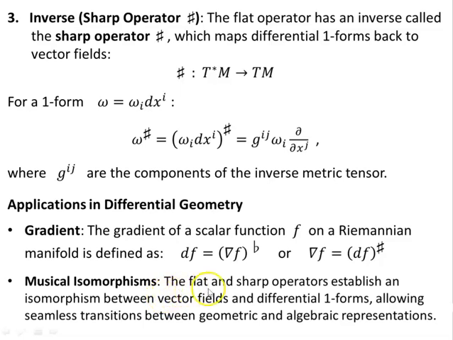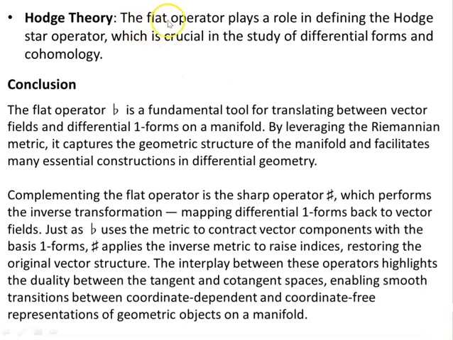Musical isomorphisms, the flat and sharp operators establish an isomorphism between vector fields and differential one forms, allowing seamless transitions between geometric and algebraic representations. All right, Hodge theory. The flat operator plays a role in defining the Hodge star operator, and I'm going to be looking at some of that in future videos, which is crucial in the study of differential forms and cohomology.